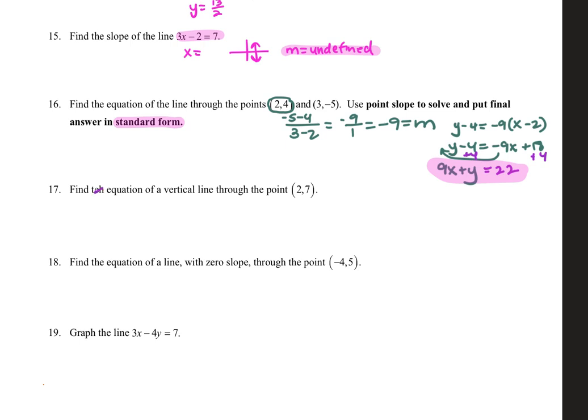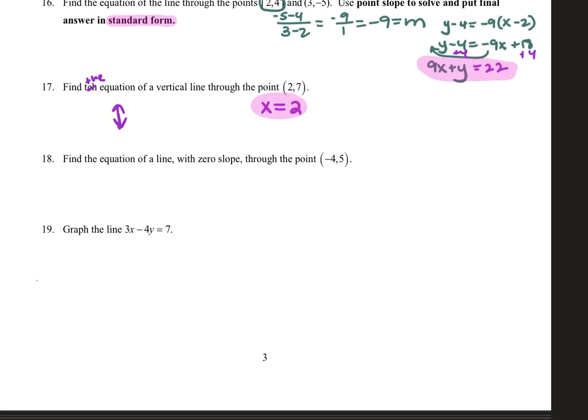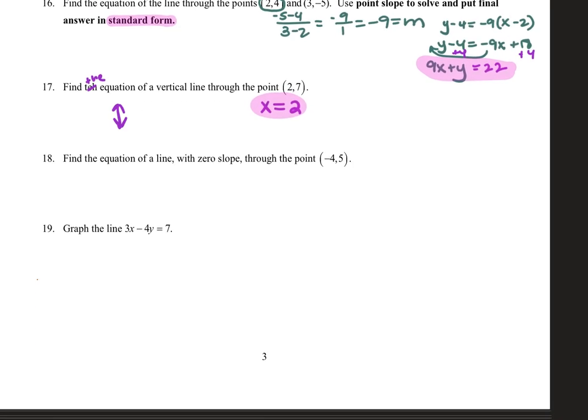Number 2 should say: find the equation of a vertical line through the point 2, 7. We know vertical means the x stays the same, so this would be x equals 2. Number 18 says find the equation of a line with 0 slope, which means horizontal, and if it's horizontal, it's y equals the y of that point, which is 5.